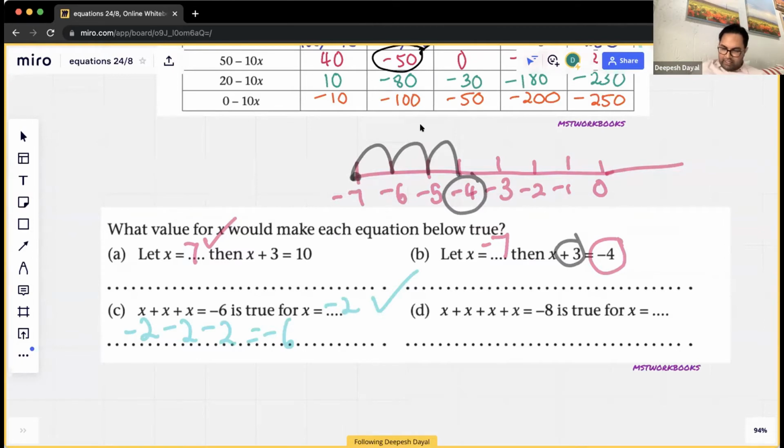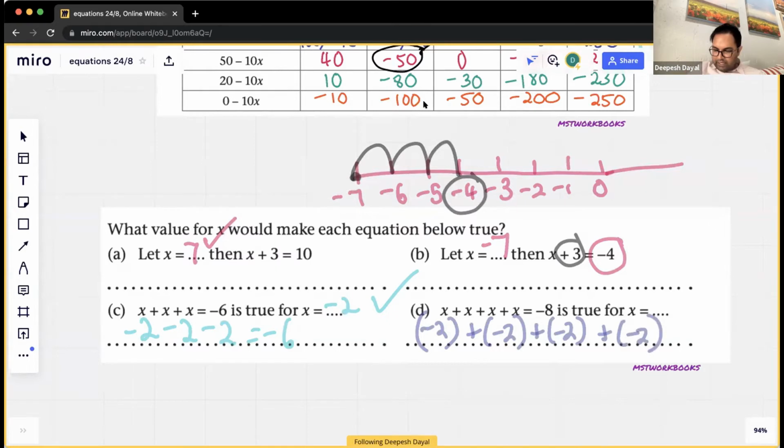Yes, sir. Okay, and then X plus X plus X plus X is minus 8. It's true for which value of X? 2, sir. Negative 2. So because 2 times 2 times 2 times 2 equals 8. You mean plus? Plus 2, I mean, sir. Sorry, sir. Yeah. So it's minus 2 plus minus 2, plus minus 2, plus minus 2.